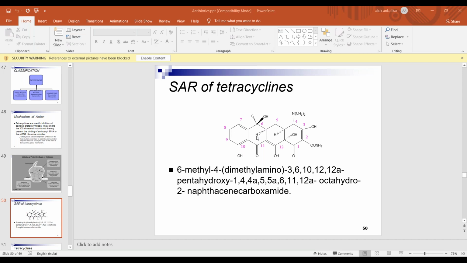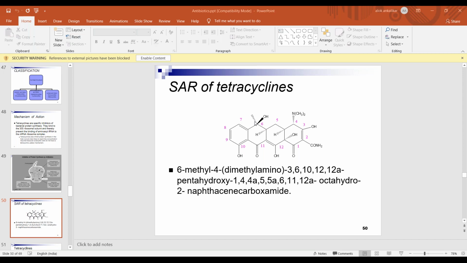The next point is modification at carbon number 1 and carbon number 6, that is C1 and C6. Modification over here will give you a compound which is more chemically stable and has better pharmacokinetic properties, along with increased antibiotic activity. I repeat, modification, if any, could be done at carbon number 1 or carbon number 6, so that you get a chemically stable compound which has favorable pharmacokinetic properties and increased antibiotic activity.